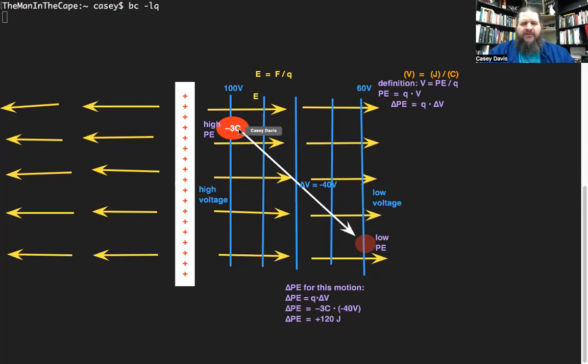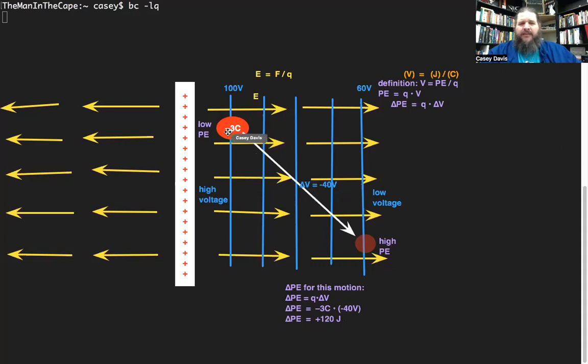Right. If the charge is negative, then moving from high voltage to low voltage makes delta potential energy positive 120. In other words, as it moves from high voltage to low voltage, it's gaining potential energy. So we would actually swap these. This negatively charged object starts at low potential energy when it's at a high voltage zone and is moving towards high potential energy when it gets to a low voltage zone. So for a negative charge, higher voltage means lower potential energy and lower voltage means higher potential energy, because the negative multiplier reverses that.